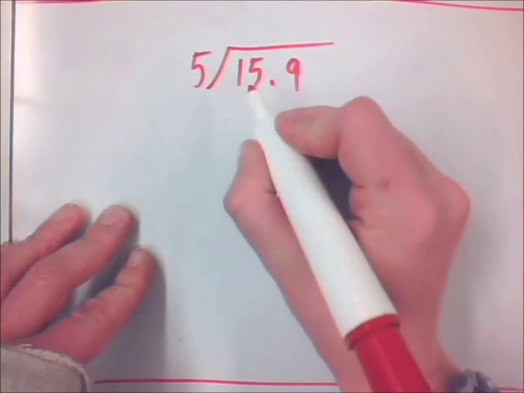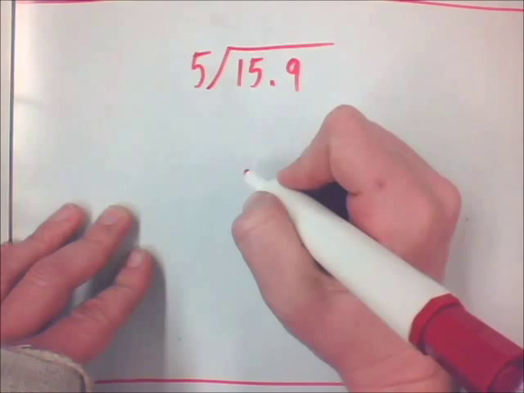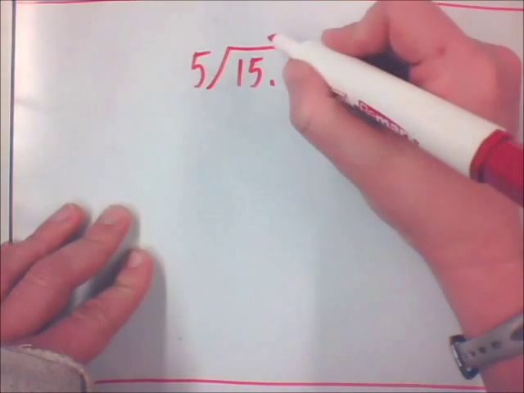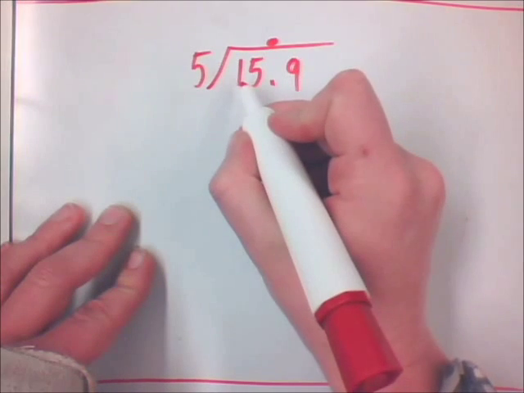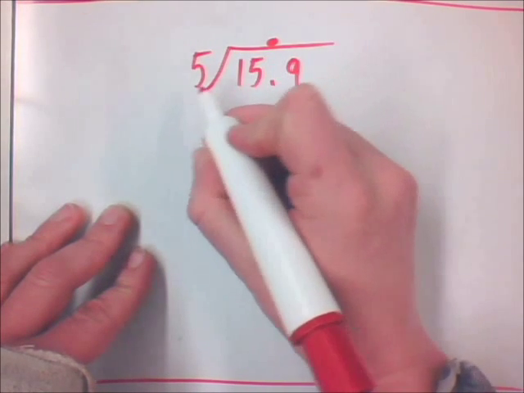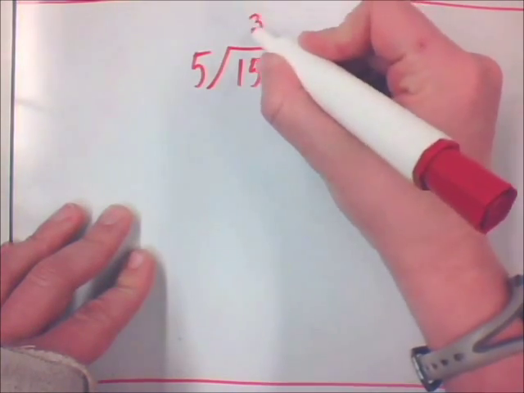Going to start with the example 5 divided by 15.9. We're going to divide this as if it was a whole number. The only difference is we're going to take this decimal and put it right up the top. So 5 divided into 1, well, that doesn't happen. But 5 times 3 is 15. So I'm going to put my 3 on the top.